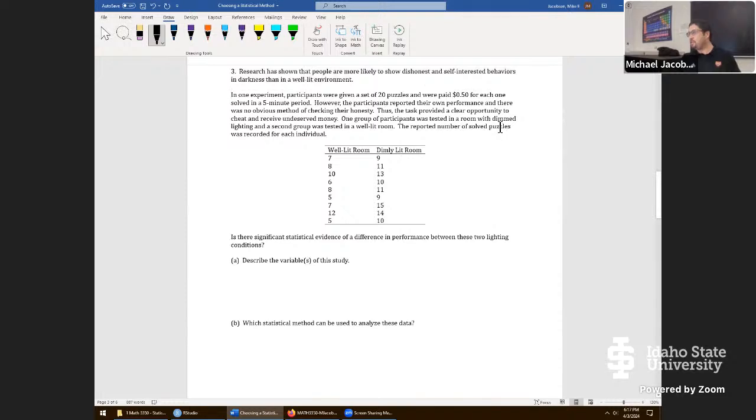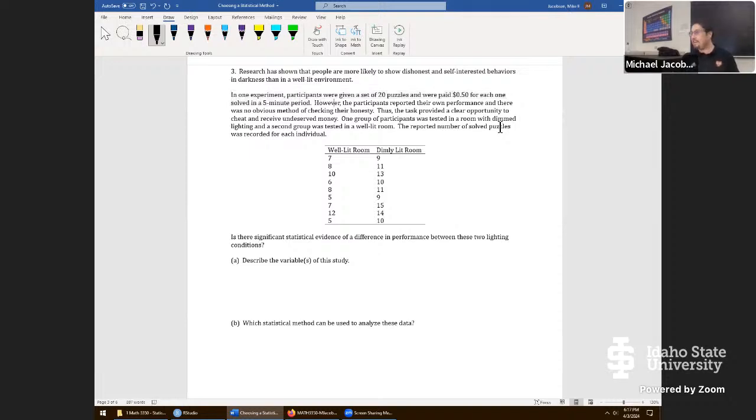They say next, in one experiment, participants were given a set of 20 puzzles and they got 50 cents each for each one of the solved puzzles in a 5-minute period. So imagine being given like 20 random math questions, but being told you're going to get paid out on them, but you have to do them fast. It just doesn't sound like a wonderful situation. So they took all the participants and put them in an intentionally stressful, overwhelming situation.